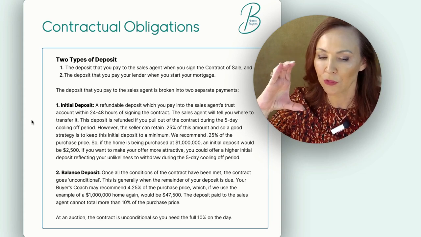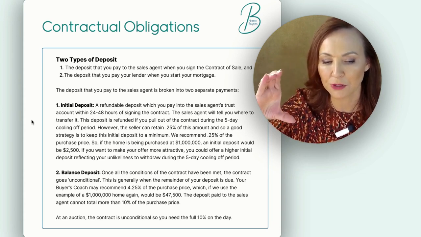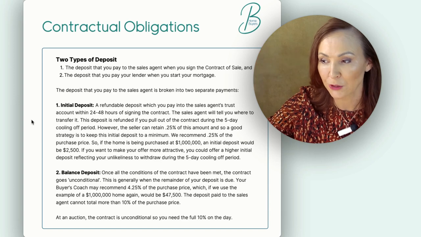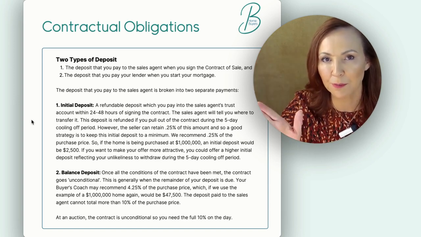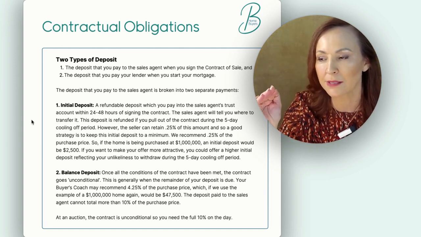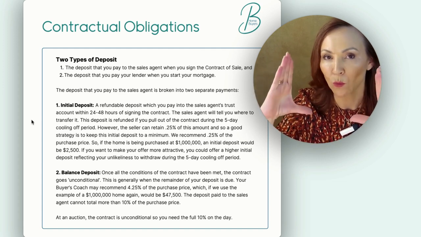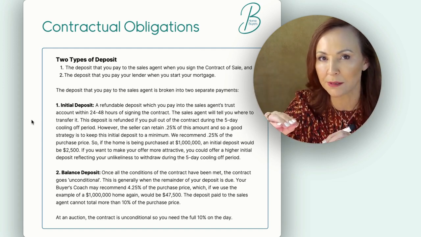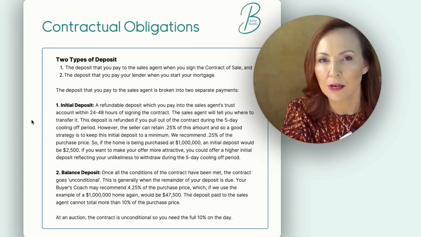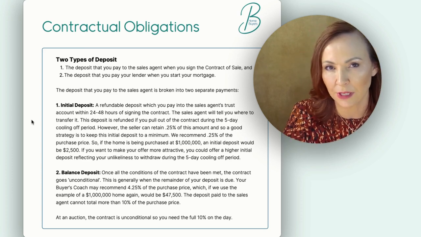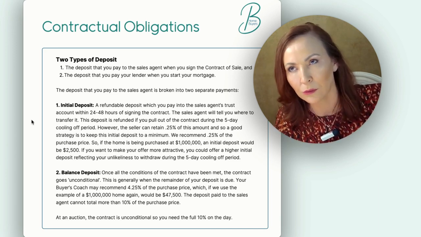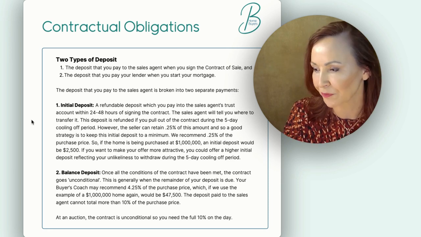So your deposit to purchase the home, the deposit that you pay the seller, is broken into two parts: the initial deposit and the balance deposit. The deposit that you pay your lender is separate. The deposit that you pay the seller is one amount divided into two payments. You pay part of it when you sign the contract, and you pay the rest of it when your contract goes unconditional. In other words, all of the conditions in the contract have been met, and now it's just sailing towards settlement. Hopefully it's a smooth sail.